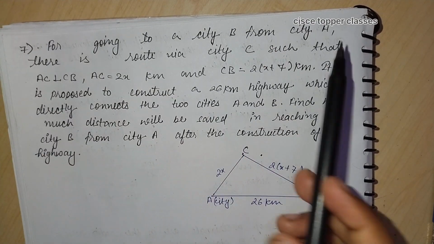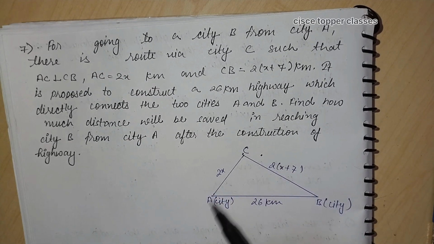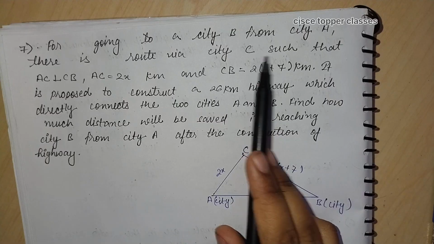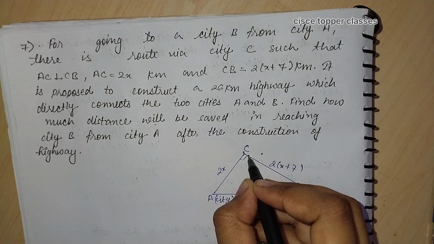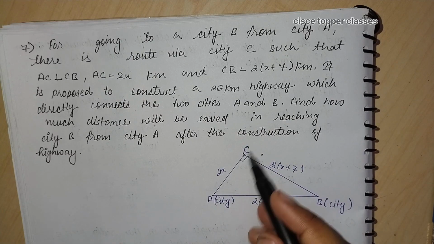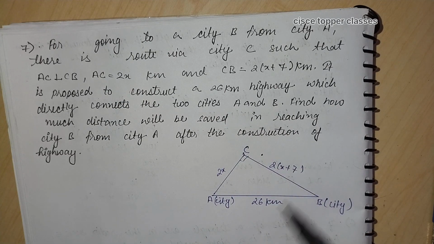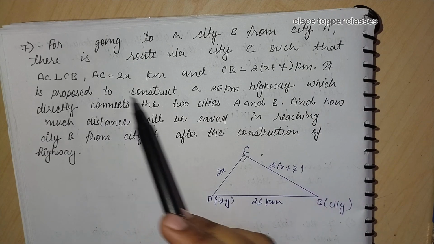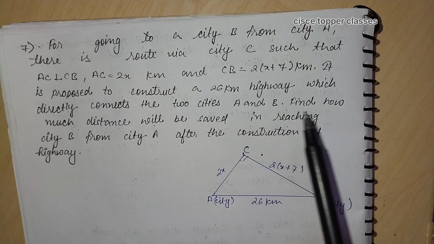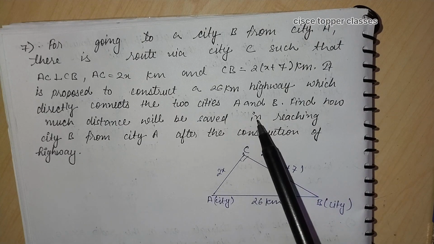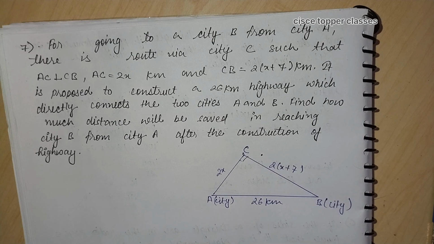For going to city B from city A, there is a route via some point C such that AC is perpendicular to CB. This AC is equal to 2x kilometer and CB is equal to 2x plus 7 kilometer. It is proposed to construct a 26-kilometer highway which directly connects the two cities A and B. Find how much distance will be saved in reaching city B from city A after the construction of the highway.